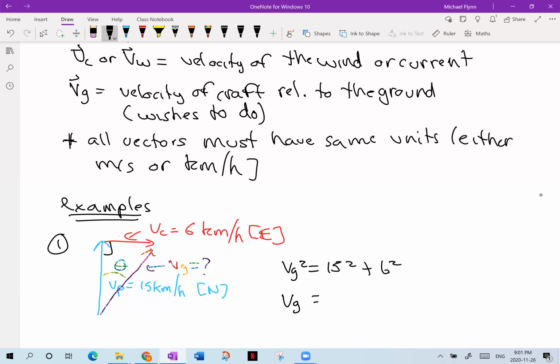Calculator seems to be missing. Okay, let me do it for you. 15 squared plus 6 squared, square root. I get 16.2. Oh no, that is right. 16.2 kilometers per hour.